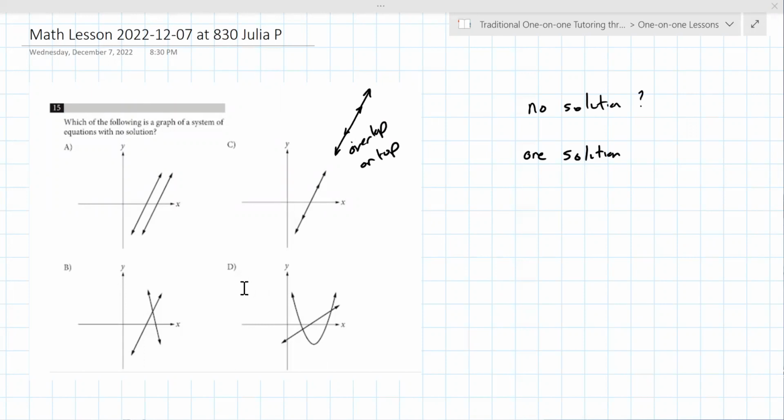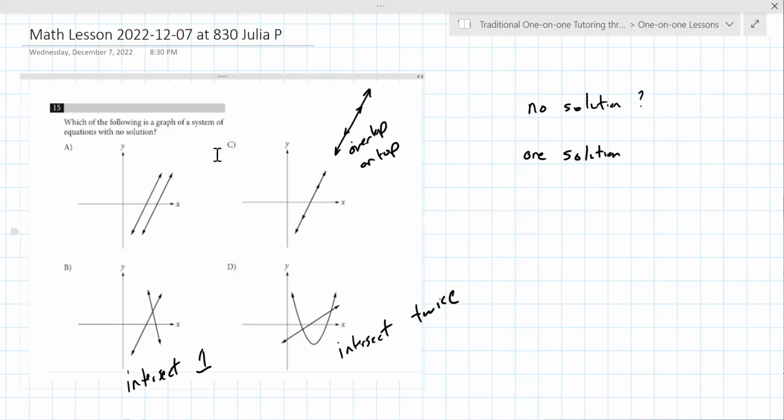What about in D? Is it two lines in D? Or is it a line and something else? It's a line and something else. Yeah, and so these actually intersect twice. How many times does letter B intersect? Once. How about A? They don't intersect. So no intersection. Very good. And C, if we were to give it a word, we would say intersects everywhere.